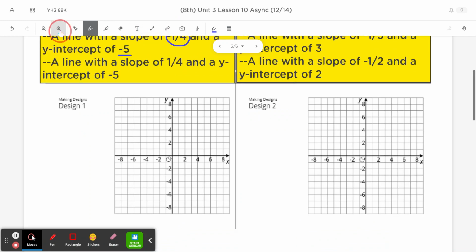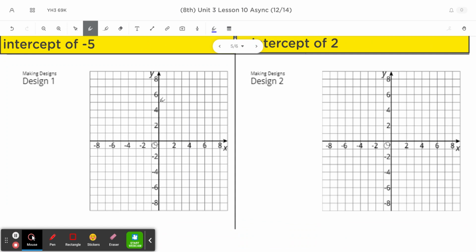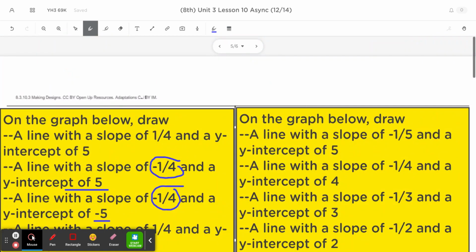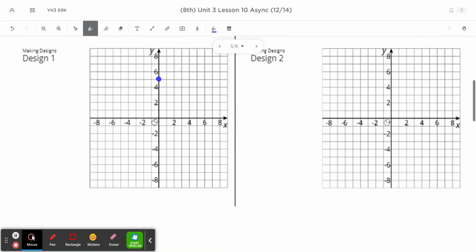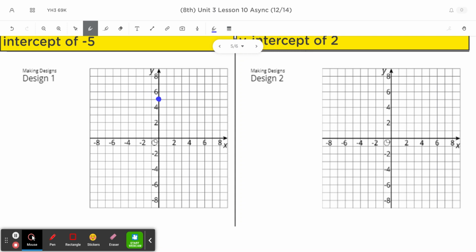I'm going to zoom in a little bit. I know that my y-intercept is 5, and so the line is going to go through this point here on the y-axis, and my slope is 1/4, which means my rise over my run needs to be 1 rise for a run of 4. And so I can kind of start just going up 1 over 4, because it's a rise of 1 and a run of 4, and continue that pattern until I have enough points where I'm able to draw a line directly through the points. Looks something like that, right?